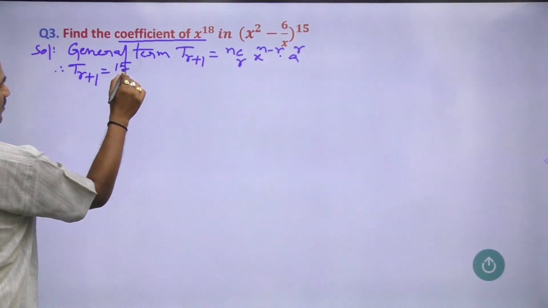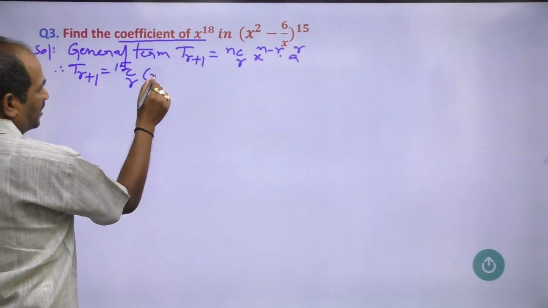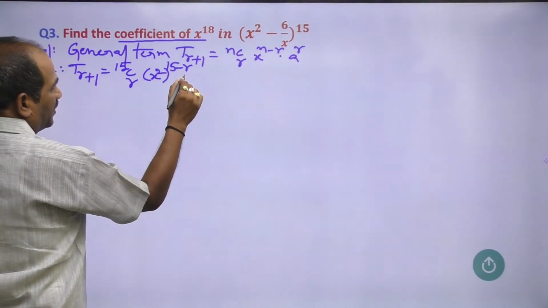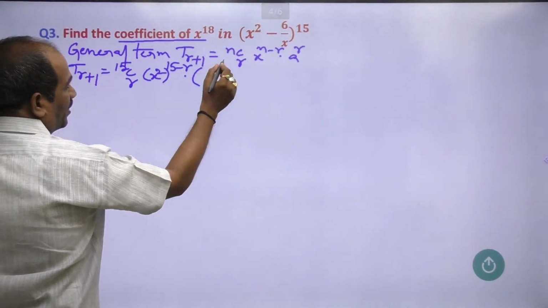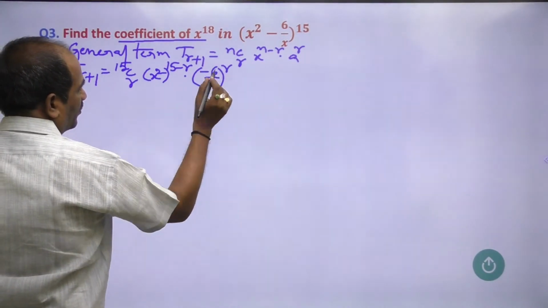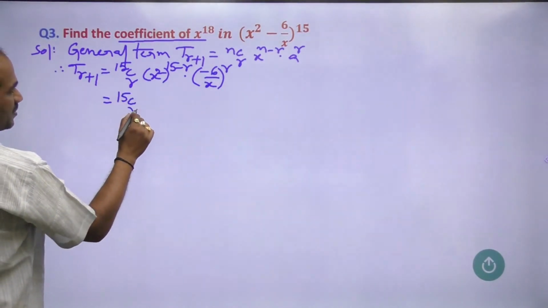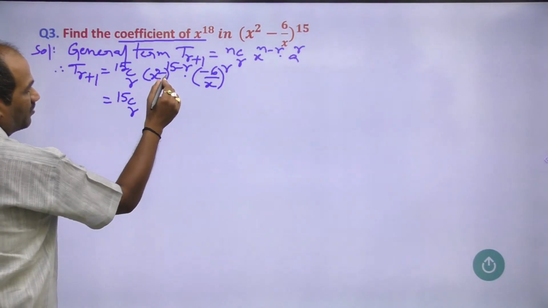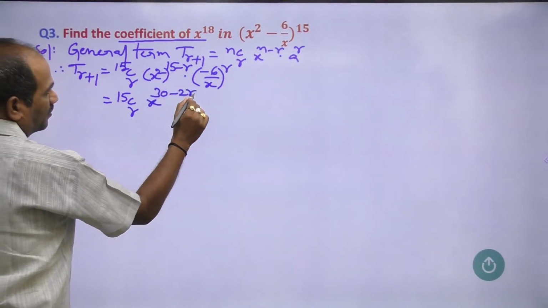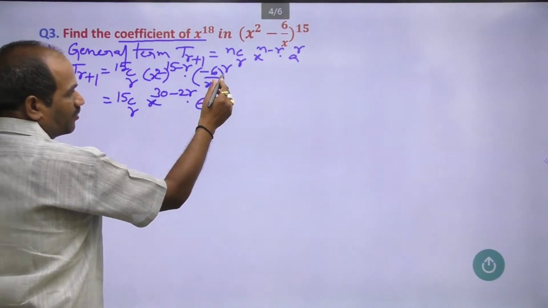So here that is 15Cr into x^(n−r), the x value x². So that is (x²)^(n−r) equal to 15C r into a^(n−r), here the a value (−6/x) whole power r. So that is equal to 15Cr into x^(30−2r), 30 minus 2 into r is 2r, into (−6)^r into the next value, x^r, 1 by x^r.